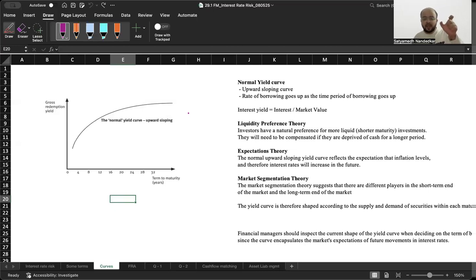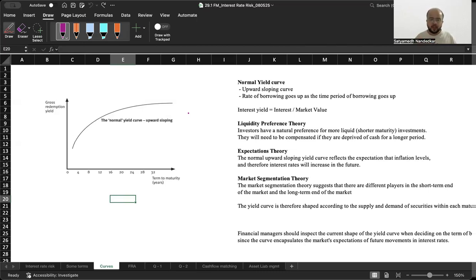Now, the normal yield curve under normal circumstances is an upward sloping curve, which means that as the term to maturity increases, the gross redemption yield also increases. Now, there are three reasons why there is a direct relationship between term to maturity and gross redemption yield.